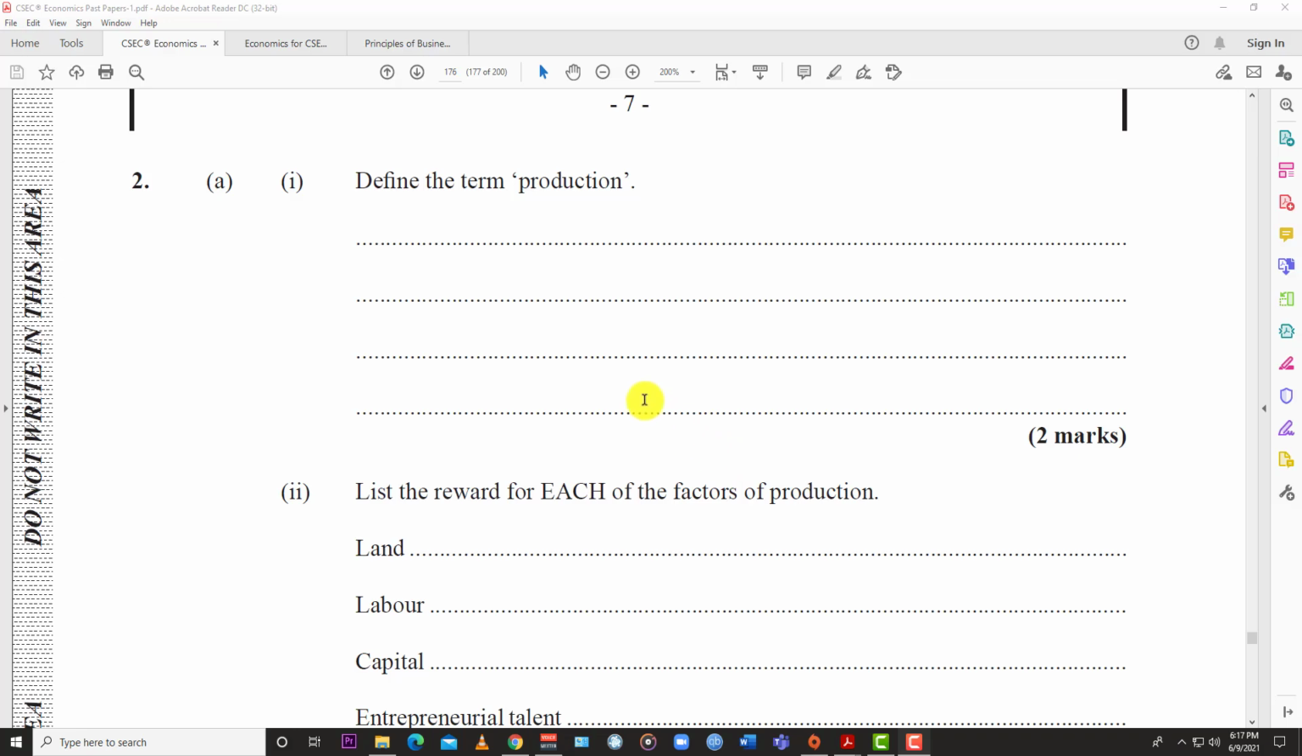Define the term production. And so production, you can have a simple definition such as turning inputs into outputs. That's an easy definition for production. Or turning raw materials into a finished product. That's the next definition. But let's see what the textbooks say about production.